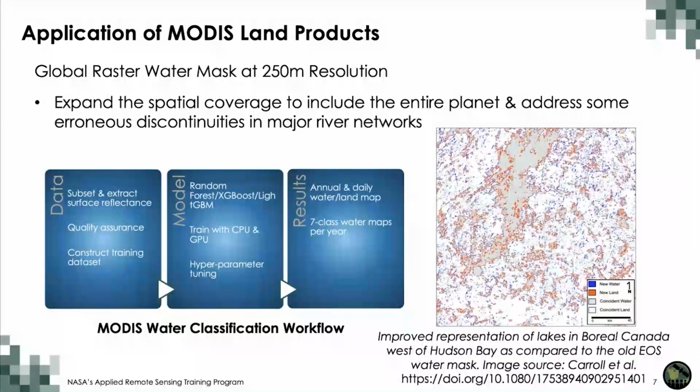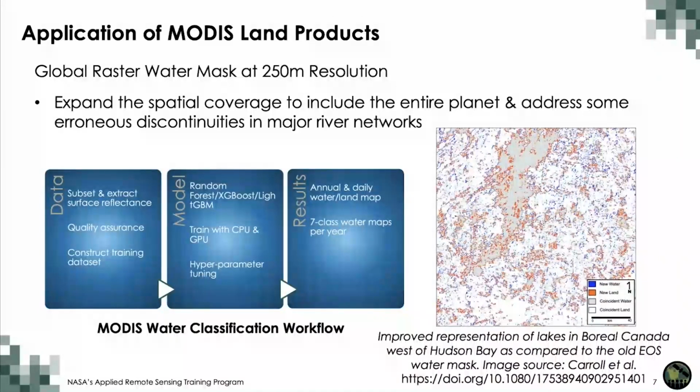And we construct training data sets. With those training data sets, we build random forest, XGBoost, and LightGBM models, and train with both GPU and CPU. We also conduct a few hyperparameter tuning techniques to get a better model. And the final outputs will be annual and daily water land maps, and also 7-class water maps per year.